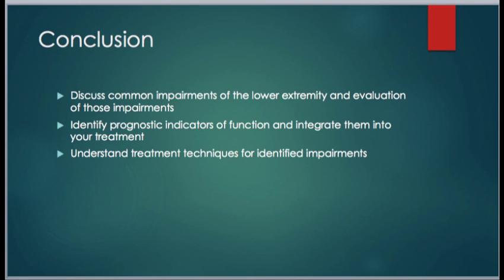Today's lecture was focused on common impairments of the lower extremity following stroke and different decision-making skills on how to treat those patients. Throughout the lecture today, we discussed common impairments of the lower extremity and evaluation of those impairments. We identified prognostic indicators of function and how to integrate them into your treatment. And hopefully you now understand different treatment techniques for identified impairments. Our patient cases were descriptions of 2 very different patients and how, although they had differing levels of function, there is still a wide variety of things that we can do to help those patients move more independently and safely, as well as more efficiently.